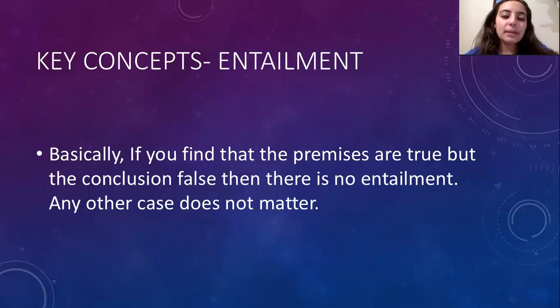Okay, so what does that really mean? It's just like if you find that the premises are true, but the conclusion false, then there's no entailment, okay? Any other case does not matter. So if I see in one row, true, true, true, false, it's not an entailment. But if I see anything other than that, it is an entailment. Okay, so let's take a look at an example.